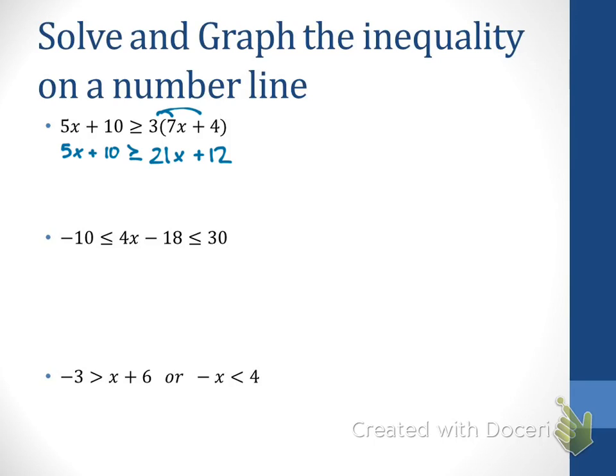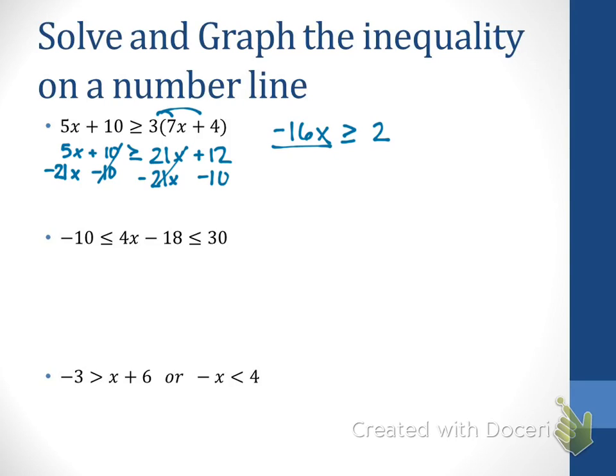So now I want to combine like terms. So I want to get my x's on the left and my constants, or the numbers that are all alone, on the right. So I subtract 21x. I'm also going to go ahead and subtract 10, so I can move everything in one step. 5 minus 21x is negative 16x is greater than or equal to 12 minus 10 is 2.